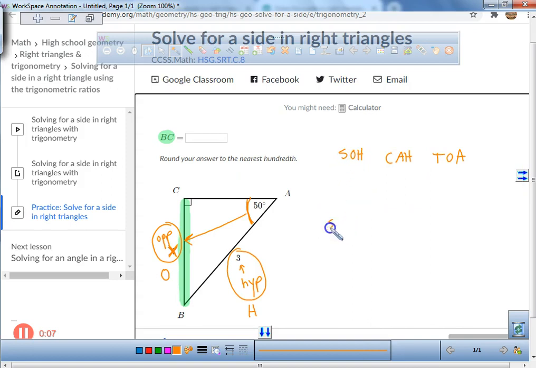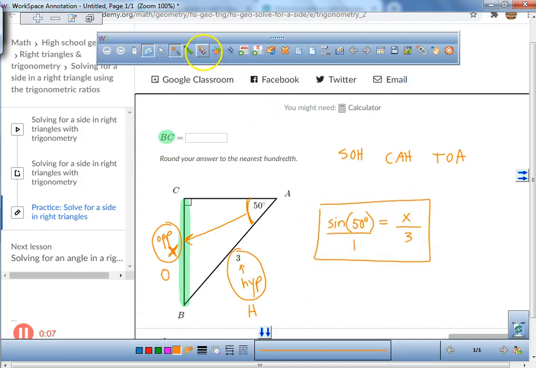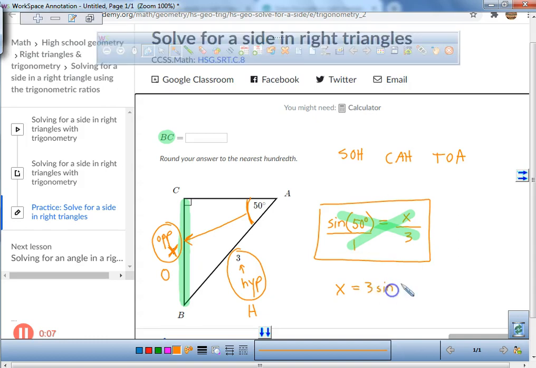Very good. So we're going to say the sine of a certain angle. What's the angle we're going to use? 50 degrees. Sine 50 equals x over what number? 3. And then we simply place this over 1. Here's our ratio, two equal ratios, so we have what's called a proportion. When we have a proportion, we cross multiply. Now when we cross multiply, we get x equals 3 times the sine of 50 degrees.